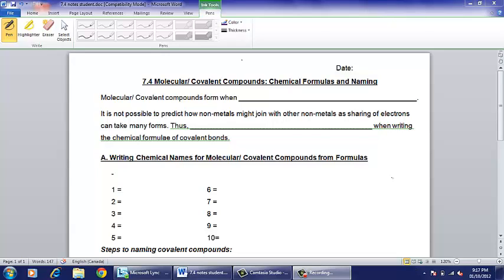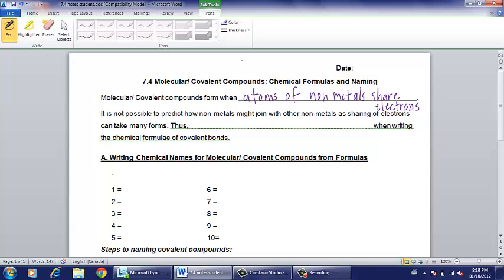In today's lesson, we are looking at naming and writing chemical formulas for molecular compounds. That is for covalent compounds, compounds that form between two nonmetals. So molecular or covalent compounds form when atoms of nonmetals share electrons. So that is elements from the right-hand side of the periodic table.